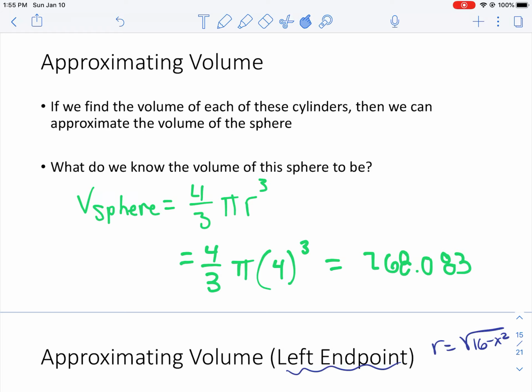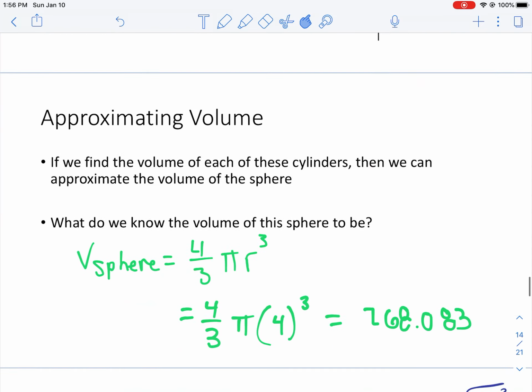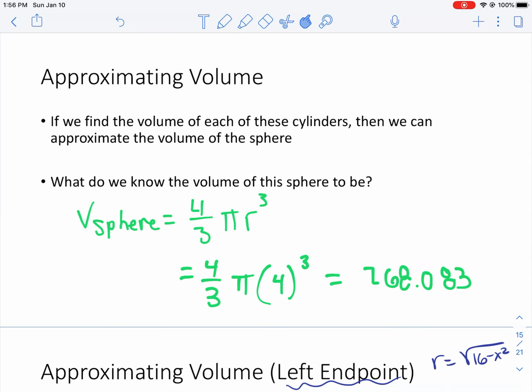which can be calculated with the formula for the volume of a sphere, 4/3 pi r cubed. If I plug that in with a radius of 4, which is what the overall radius of this sphere would be, then I would get 268.083. So I'm using 4 as my radius because this distance here from the center to the edge is going to be 4 in this particular case.